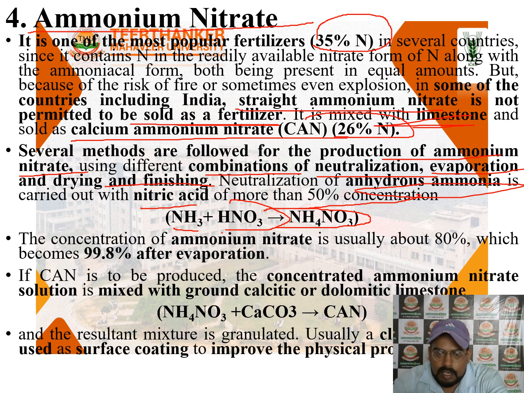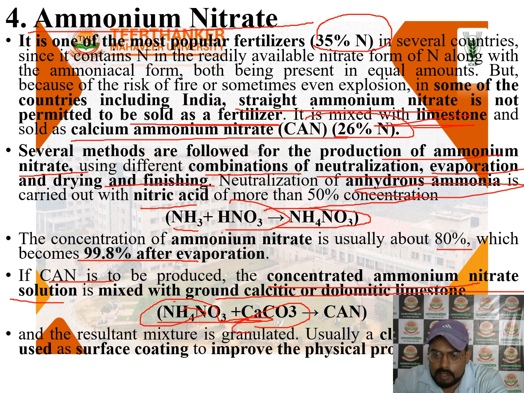Next, the concentration of ammonium nitrate is usually 80%, which becomes 98% after evaporation losses. Calcium ammonium nitrate is the product of the concentrated ammonium nitrate solution mixed with ground citric acid and dolomite limestone. The concentrated ammonium nitrate reacts with the calcium carbonate or dolomite to produce calcium ammonium nitrate. The resultant mix is granulated, and usually a surface coating is used to improve the physical properties of the fertilizer, and so increase the manufacturing of the fertilizer.